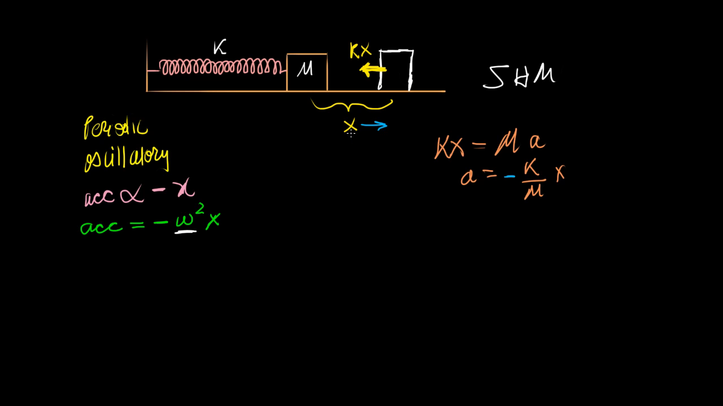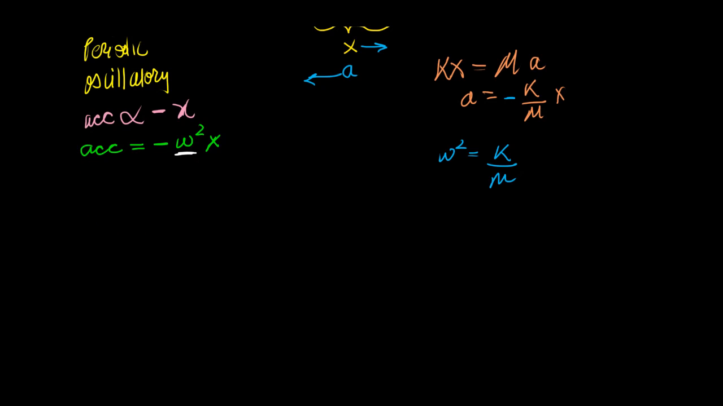Let me write it here. The acceleration is in this direction. So you can see that if we compare these two equations, then in this case omega squared comes out to be k by m. We can solve further, but I want to generalize this.